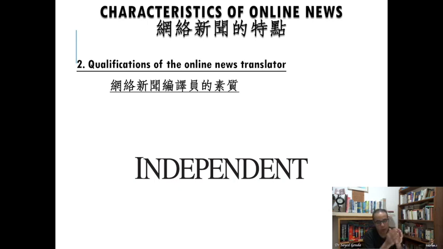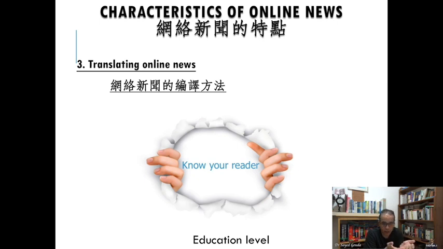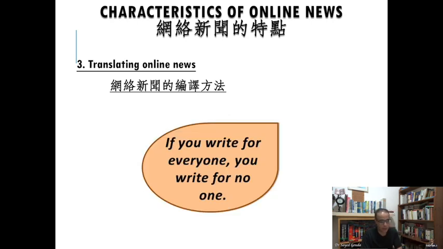Also, the online translators need to know their readers. You need to know your reader. You need to know the education level of your reader. If you write with no certain reader in your mind, if you write just to everybody, that means you write for no one.